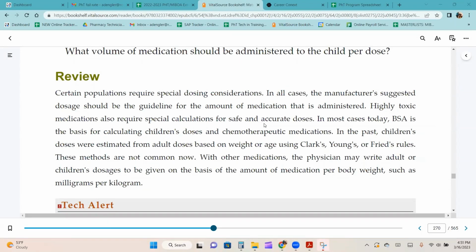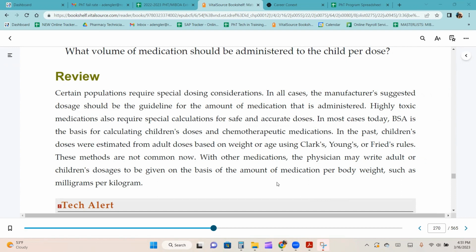Certain populations require special dosing considerations. In all cases, the manufacturer's suggested dosage should be the guideline for the amount of medication that is administered. Highly toxic medications also require special calculations for safe and accurate doses. In most cases today, BSA is the basis for calculating children's doses and chemotherapeutic medications. In the past, children's doses were estimated from adult doses based on weight or age using Clark's, Young's, or Freed's rules. These methods are not common now.